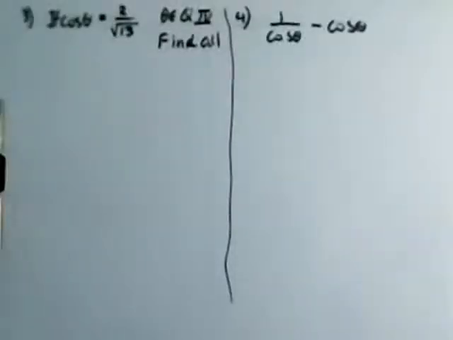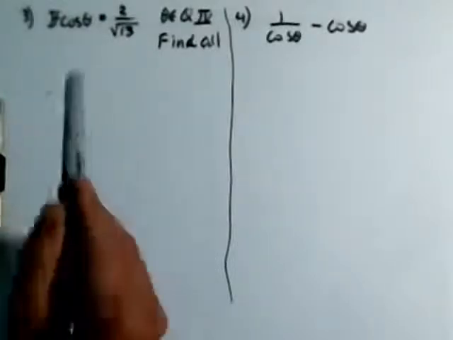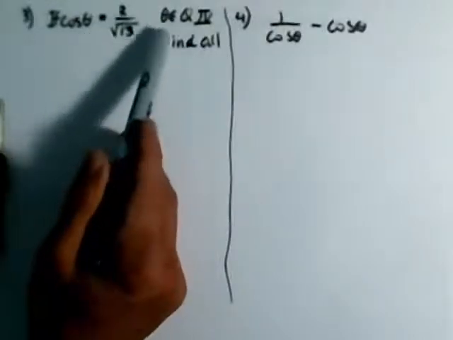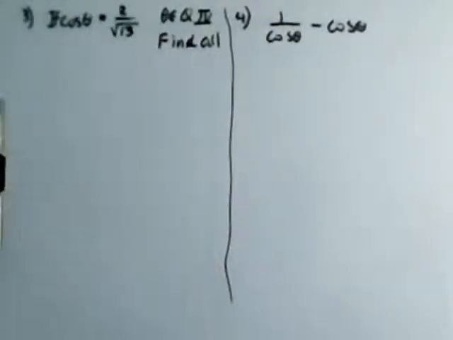Okay. The next question. If the cosine of the angle, whatever theta is, happens to be 2 over root 13, and theta happens to be in quadrant 4, find all the rest of the trigonometric functions. It's a little tedious on this problem because there's lots of things to do, but it shouldn't be too difficult. So I'm going to start using a lighter pen.